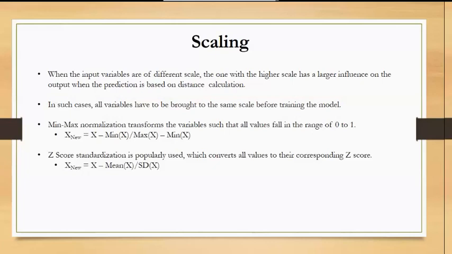There are two ways of scaling. Min-max normalization, where the scaled value is given by this formula: the new value of x is x minus min of x, divided by max of x minus min of x. If you convert all x values using this formula, you will find that all the converted values fall between the range of 0 and 1.